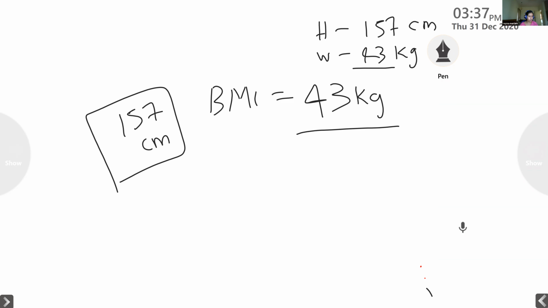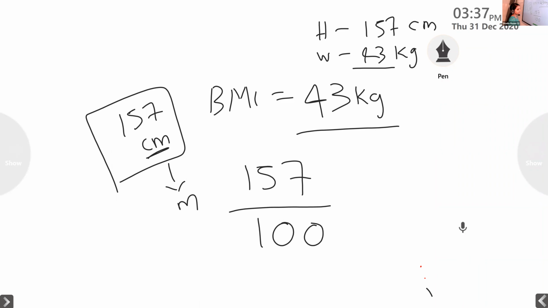Weight in kilograms and height in meters. So here our height is in centimeters. We need to convert this value into meters. Meghna, how do you convert it into meters? Which means 157 divided by 100. So 1.57, right? Okay, is it clear? So 1.57 is my height in meters.